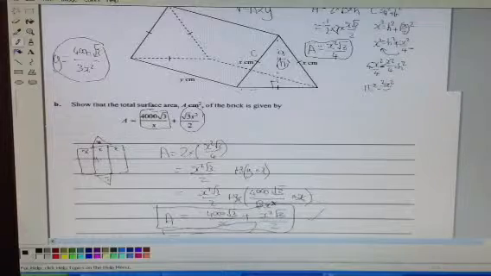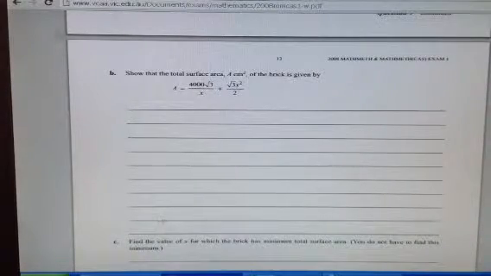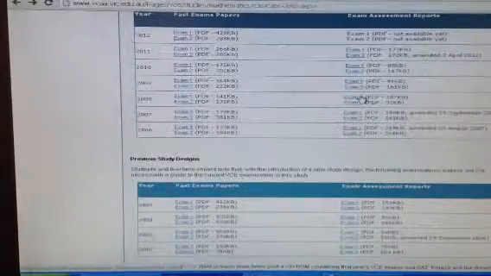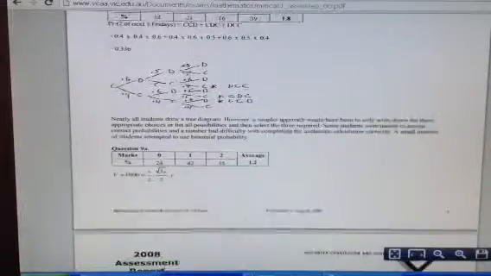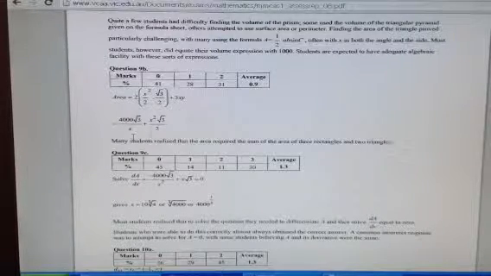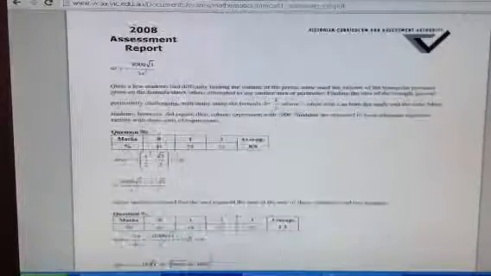Quickly have a look at the assessment report. Let's go to the VCAA website. 2008 Exam 1 Question 9b. Overall the average mark was 0.9 out of 2, and many students realised that the area required the sum of the area of the 3 rectangles and 2 triangles. So basically if you had A right, you should have no problems getting B right, and you may have got consequential marks if you got A wrong as well. So there you go.